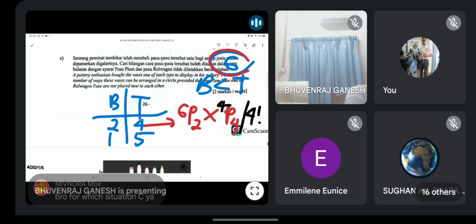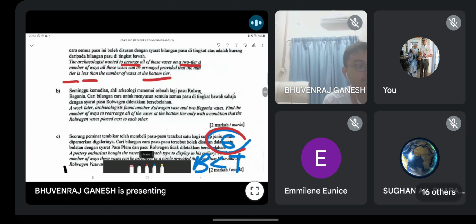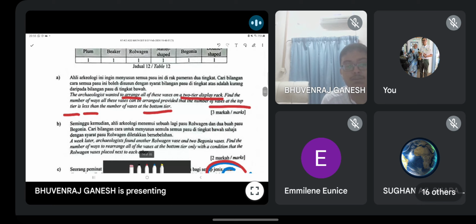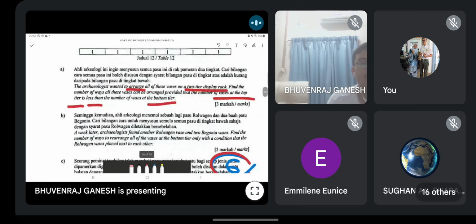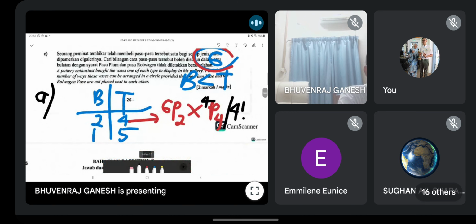No, we're doing for A. This one is A, guys. This one is for part A, the first one. Over here. Okay, not for C yet. Number of vase top tier less than bottom tier. So next one, for this second situation, 6P1 times with 5P5.